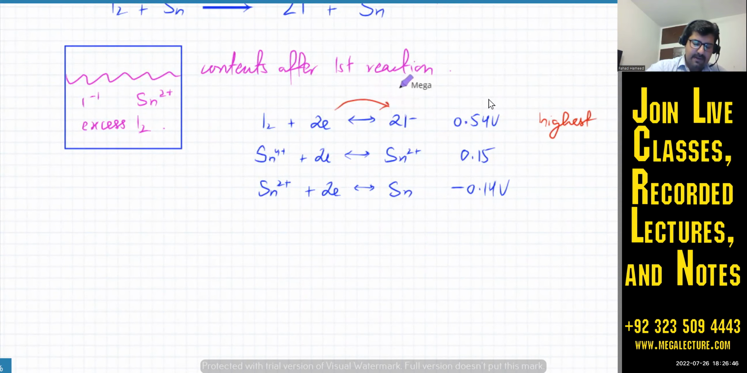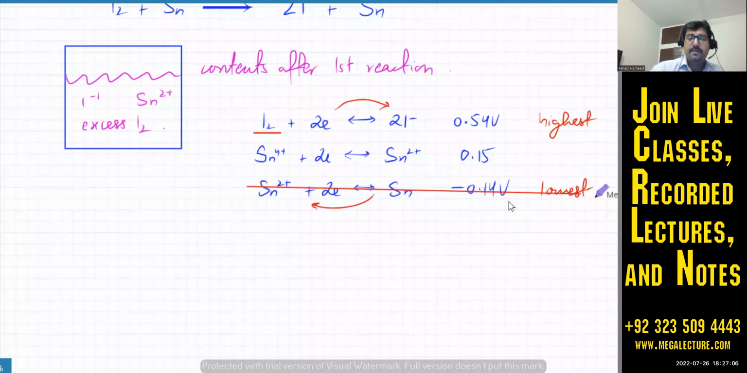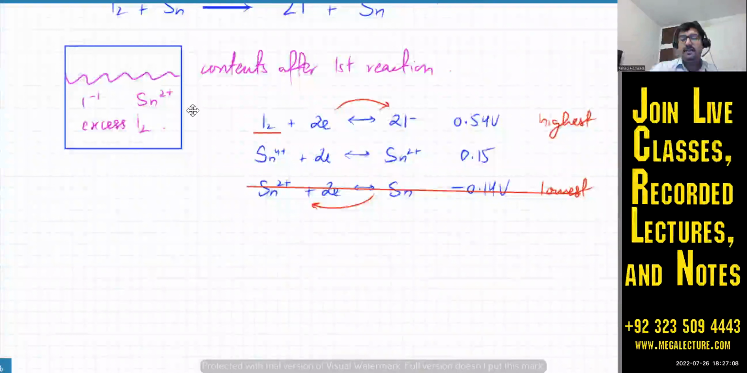And do you have iodine? We do have iodine, so that's fine. There is iodine in the beaker, right? And which is the lowest in all of them? The lowest at the moment is the bottom one. That's the one that's going to lose electrons, but the thing is that I don't have Sn. So I'm going to cut that out. I no longer have Sn.